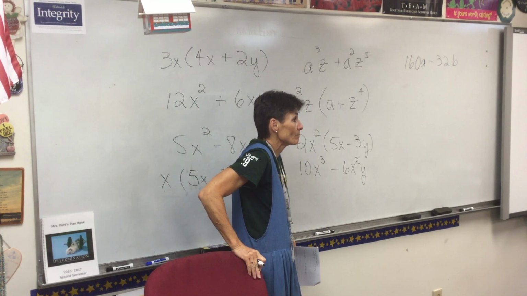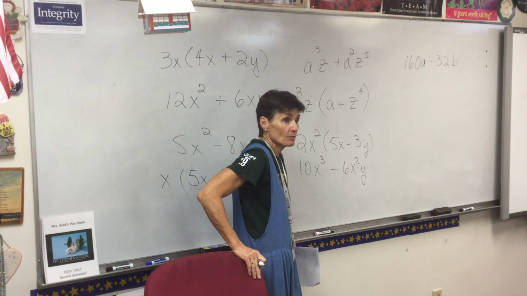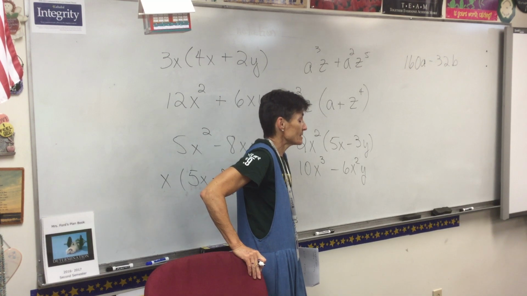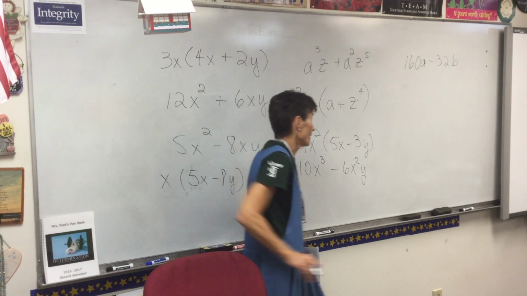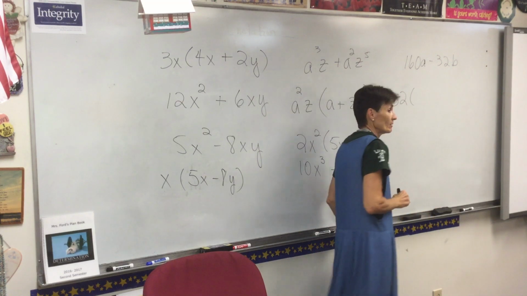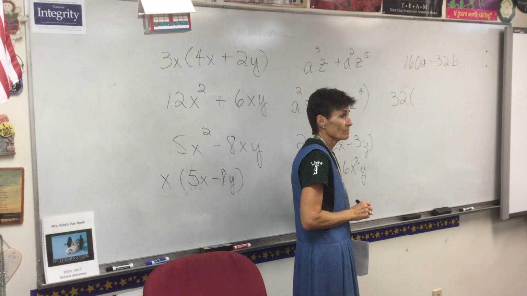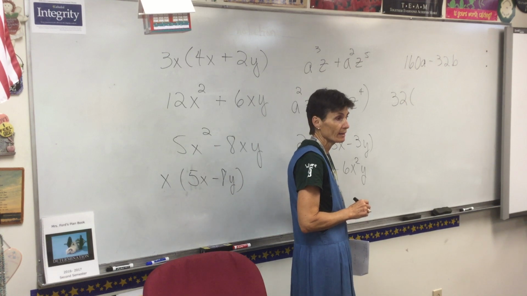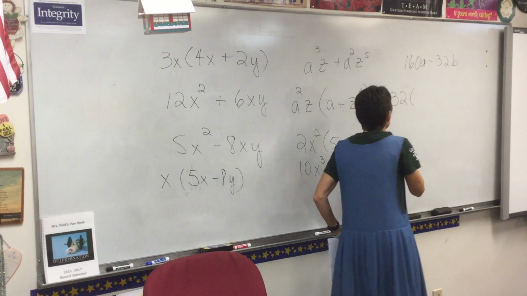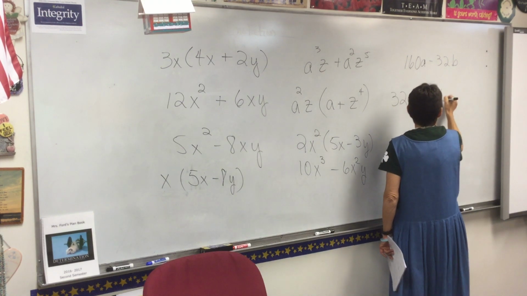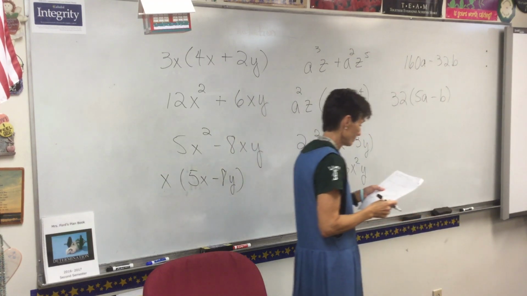What can we take out? You take out negative 32. Can we take out a 32? Does 32 go into 160? Yes. Okay, how many times does 32 go into 160? 5. So we're going to take out a 32. Remember, you have a calculator, right? Ms. Ford's not expecting you to know that 32 is a factor of 160, but you certainly could check it. So 32 goes in 5 times. This is going to be 5a minus b.